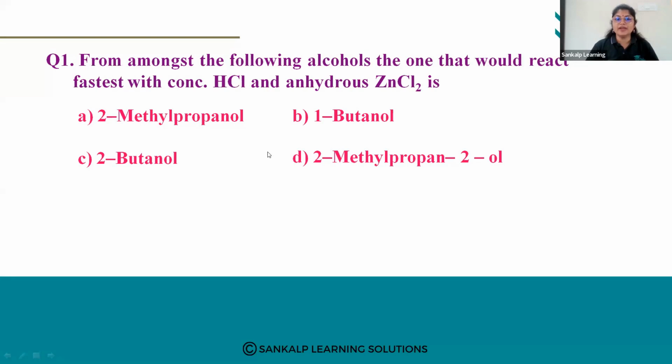When we discussed alcohols, how is the reactivity of alcohols? Tertiary will be more reactive, then secondary, and then primary. Tertiary is more reactive than secondary and primary. So now what we have to see is which is the tertiary among the following. Four options are given, so you have to tell which is the tertiary. So which is the tertiary? 2-methylpropanol. How is the structure of 2-methylpropanol?